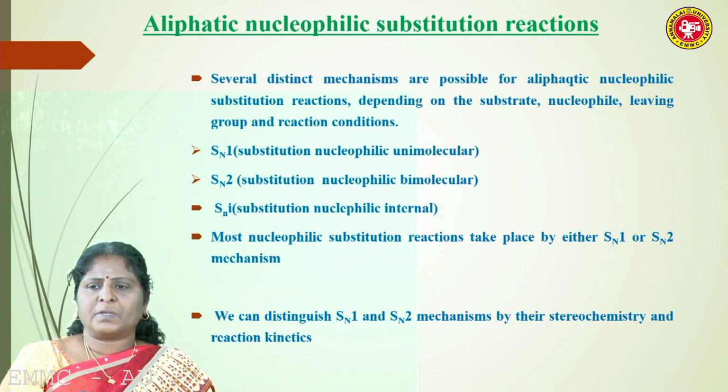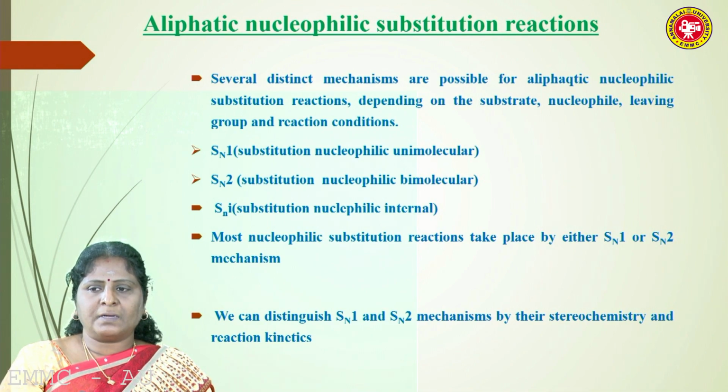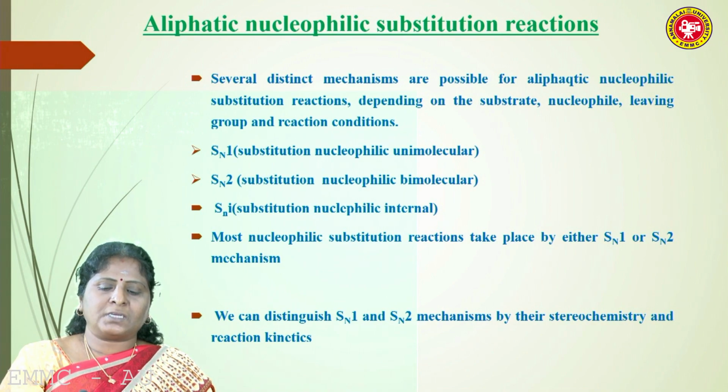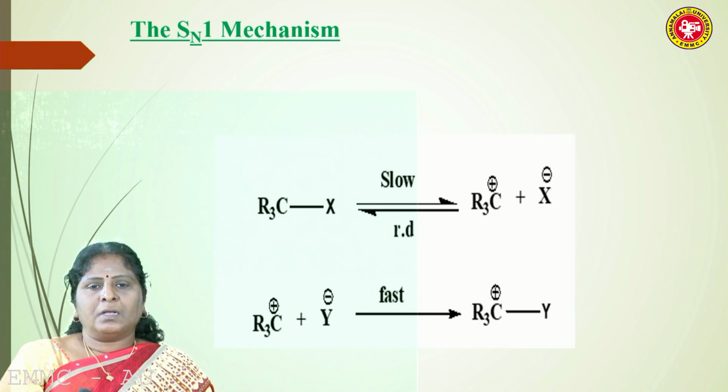Most nucleophilic substitution reactions take place by either SN1 or SN2, that means the mechanism may be a unimolecular mechanism or a bimolecular mechanism. We can distinguish the SN1 and SN2 mechanisms by using the stereochemistry and the reaction kinetics of that mechanism. Let's see the SN1 mechanism.